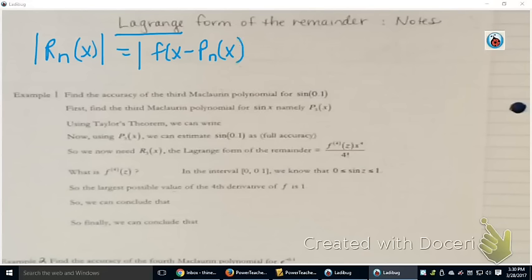I think that makes sense. If we're trying to find the remainder, we take the original minus the approximation. The approximation is a Taylor or a Maclaurin polynomial. And then your formula is this. And I'll explain what that means because the symbols are kind of strange.